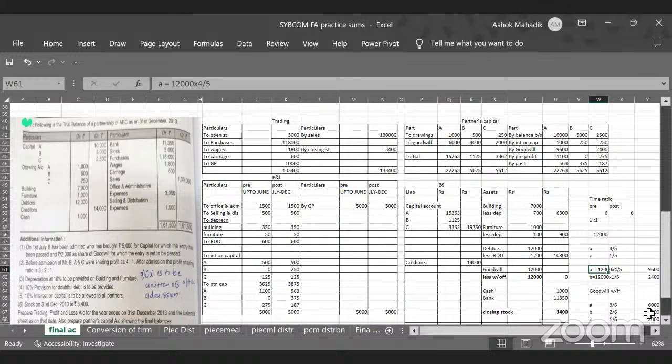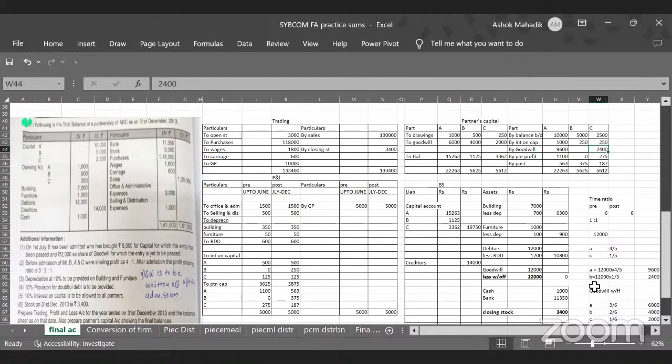So that is the denominator, 4 by 5. The amount is 9,600. Give this to A, and 12,000 into 1 by 5, 2,400, give it to C. Although B has brought in the goodwill value, it belongs to the old partners for the hard work they have done over the years. So this is the benefit passed on to the old partners.